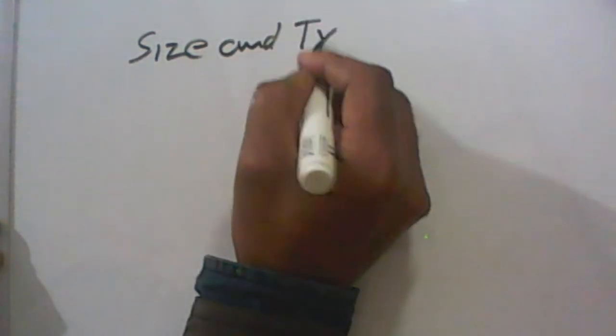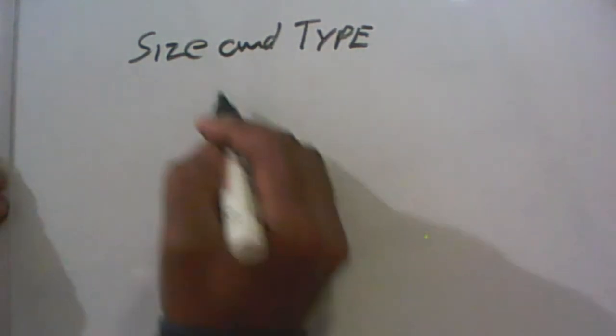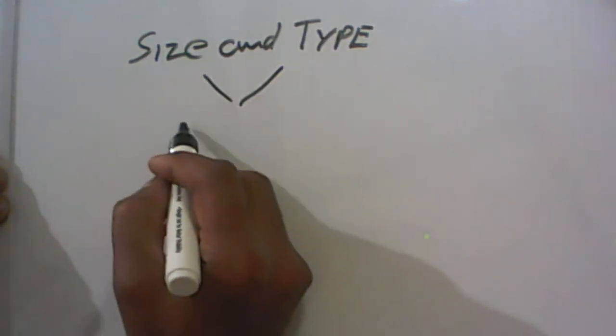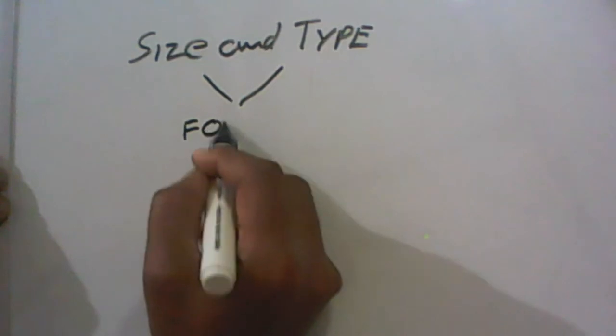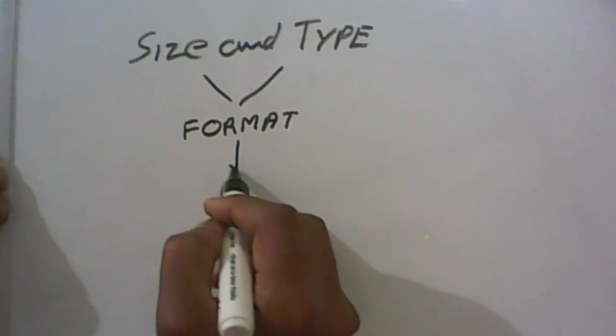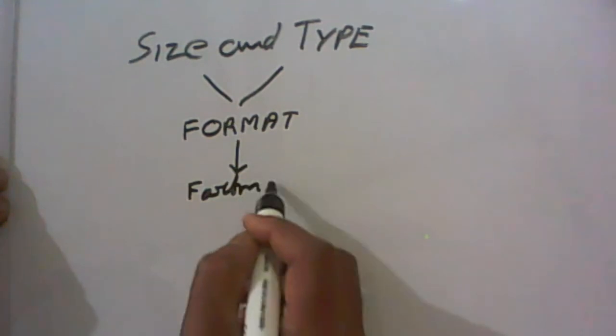A formatted input statement means an input statement where we specify the size and type of the data that we will input. If we want to specify the size and type of this data, we have to specify the format of this data. How will we do that? We will do it using what is called a format statement.